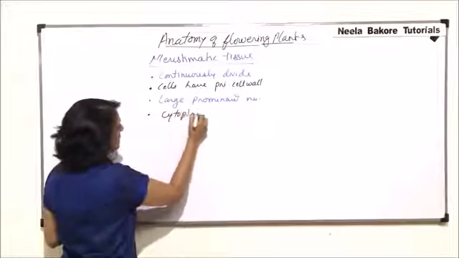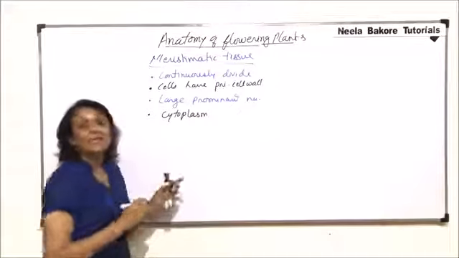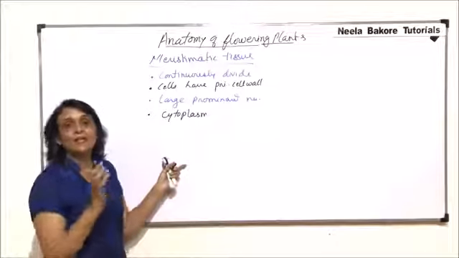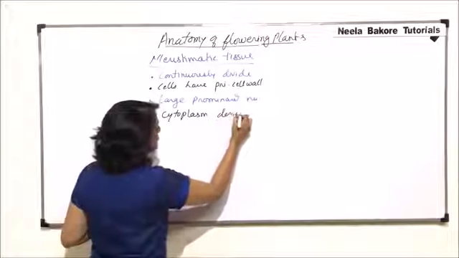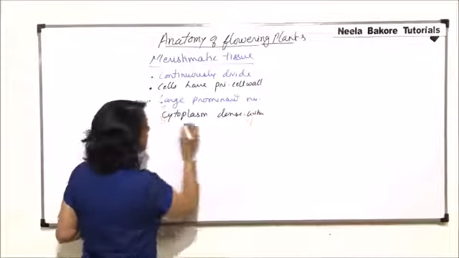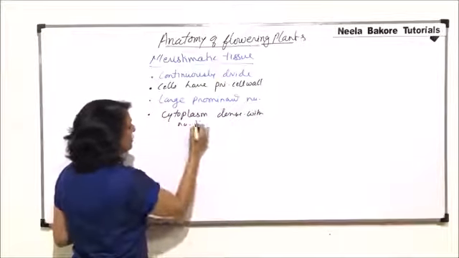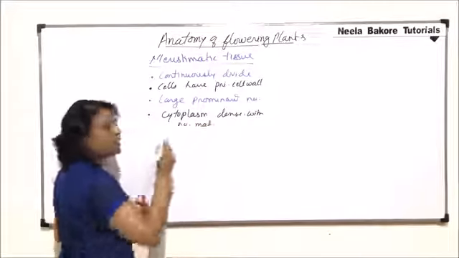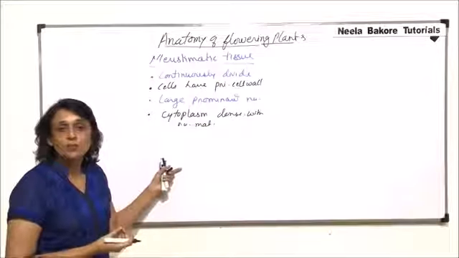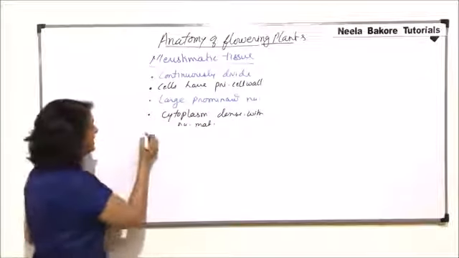Cytoplasm is dense and is with sufficient nourishment. Cytoplasm is dense with nutritive material because it has to provide the nourishment, because the new cells which are formed, they would require energy.